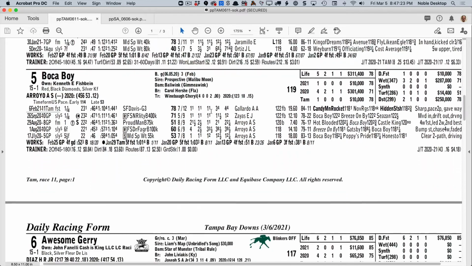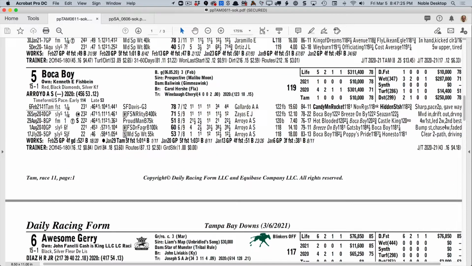Now let's look at Boca Boy. Boca Boy has a much different profile. Here he won on a sloppy track at 5.5 furlongs. So he won sprinting on a sloppy track. And his only other win, it is at the distance, 1.16, but it was also on a sloppy track. So he looks like a sloppy track move up.